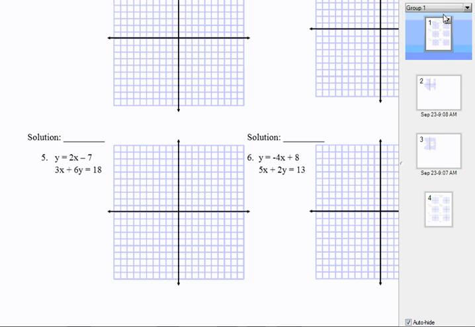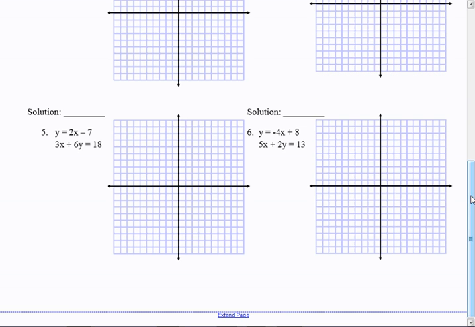Okay, so this is just a little bit of review. We're going to go over this worksheet 5. Some of you don't have it done. Yeah, you need to be able to do all of them.